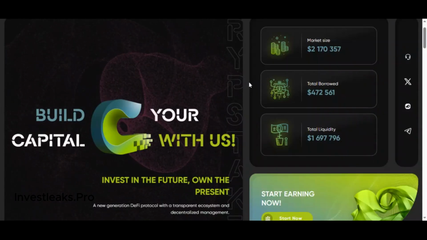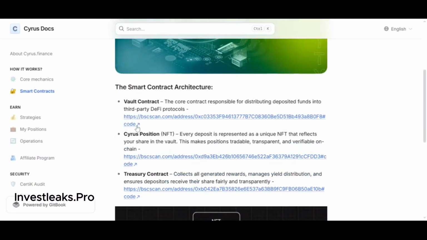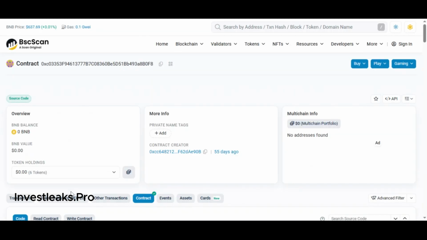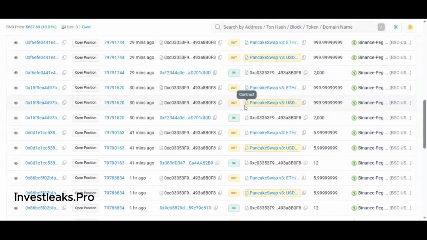First thing I do, I ignore the website interface. I open BSC Scan and go straight to the Vault smart contract, the contract that receives deposits. If something is real in DeFi, it should be visible here: code, transactions, and on-chain history. I want to understand what actually happens after a user makes a deposit.